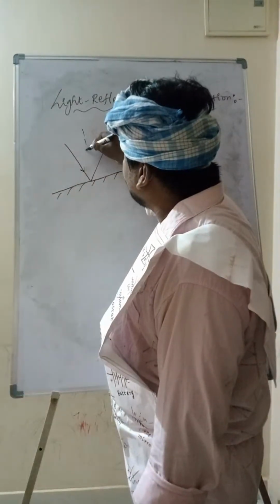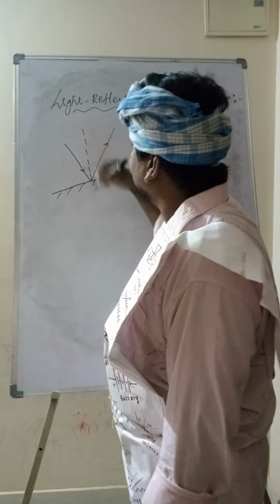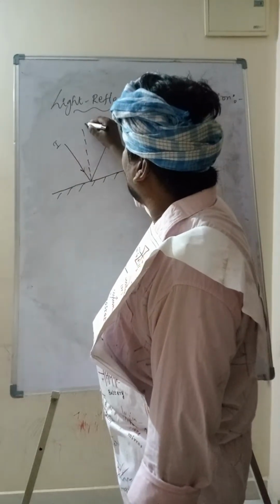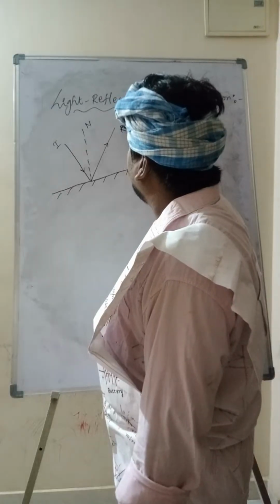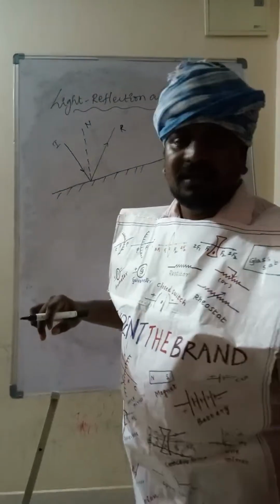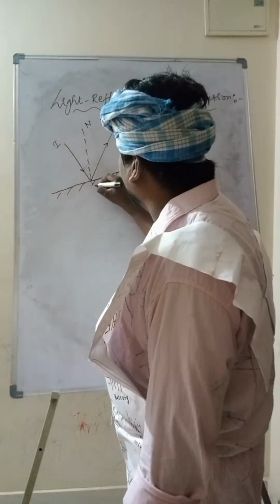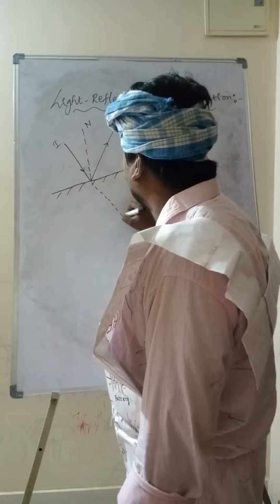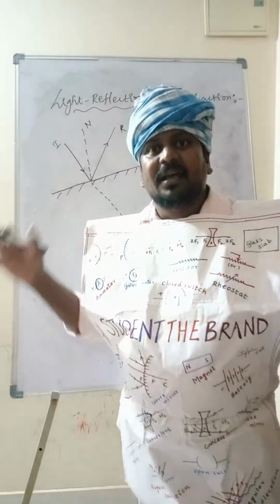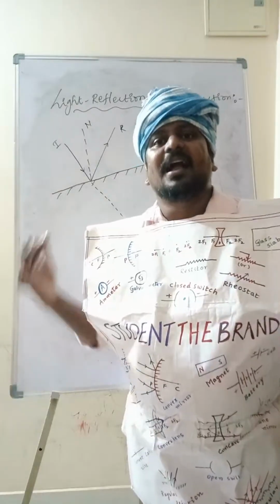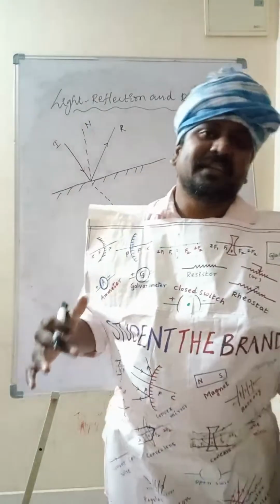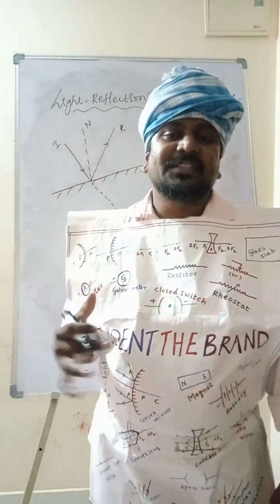And the line which is perpendicular to the plane surface is called the normal line. Incident ray, reflected ray, normal line. Okay, so incident ray, reflected ray, normal line. And I am considering this the undeviated line, or the initial direction of the incident ray. Initial direction of the incident ray.